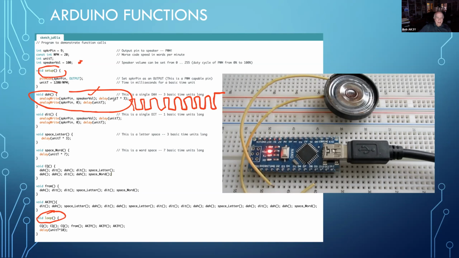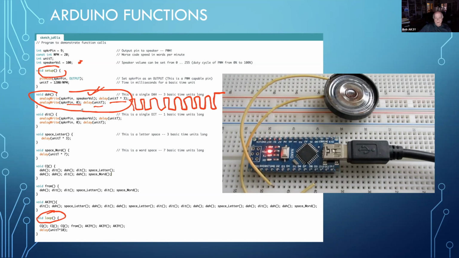I'm going to delay that. Before I do anything else, I'm going to delay by 3 times the basic unit. So in other words, I'm going to send that high signal to my speaker for a length of time equal to 3 dot periods, which is equivalent to 1 dash. Then I'm going to write a 0 and set the delay time to be a single dot.